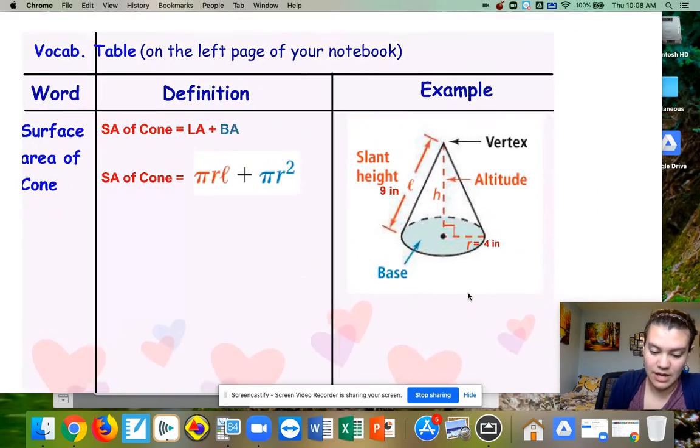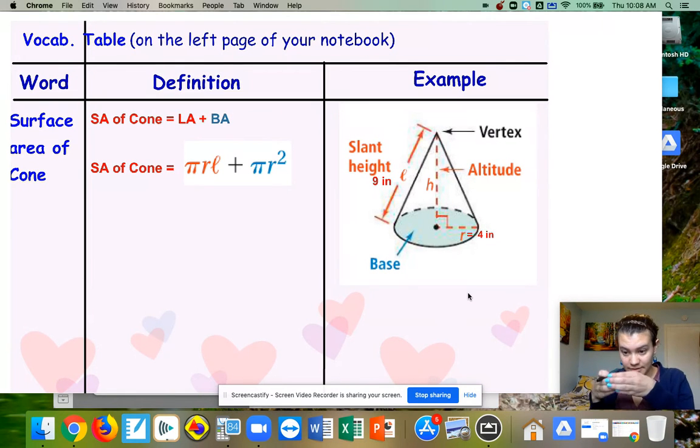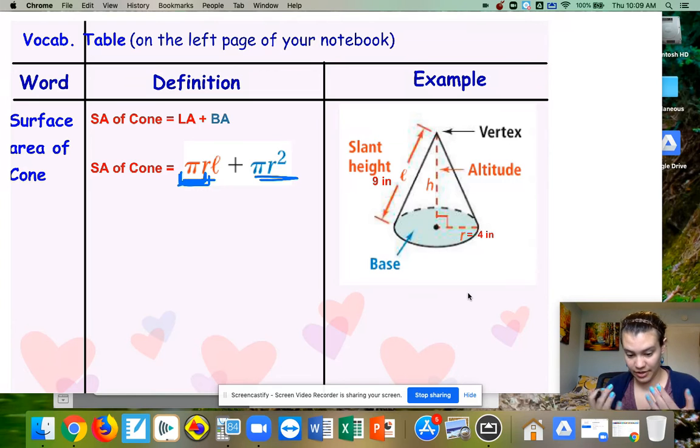All right, next a cone. So again, a cone is the same idea as a pyramid, except it has a circular base. So instead of having a square, rectangle, a hexagon, you have a circle, which then means you can plug in formulas for a circle to figure out a different formula. So this pi r here just comes from your circumference around to find your lateral area. And then the pi r squared is the area of the base.